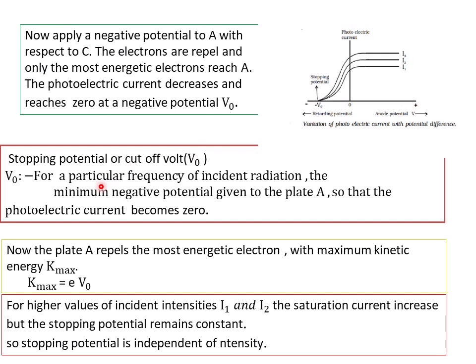That is, for a particular frequency of incident radiation, the minimum negative potential given to plate A so that the photoelectric current becomes zero is called stopping potential. It is represented by minus V0. Now the plate A repels even the most energetic electrons, those with maximum kinetic energy. Now we can write K max is equal to e V0.